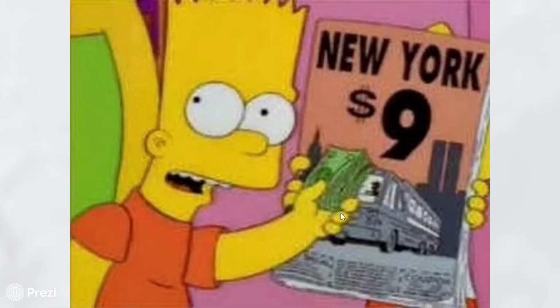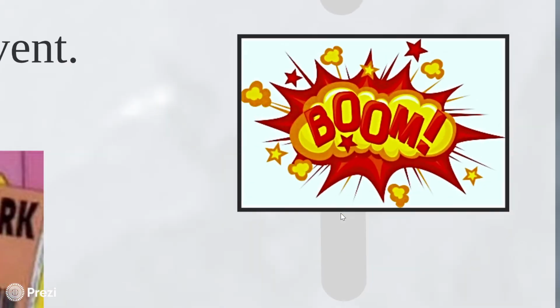Here we have foreshadowing, as we can see the magazine in the background with New York and the price of a bus ticket. That is giving us a clue that Bart Simpson may get on the bus to New York. And lastly, this probably needs no explanation, but this is boom. It is an example of onomatopoeia because the word is the same as the sound.